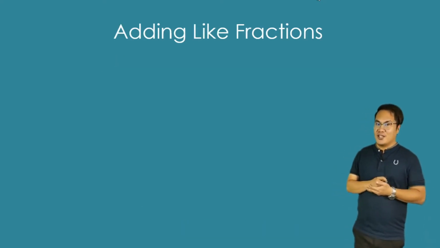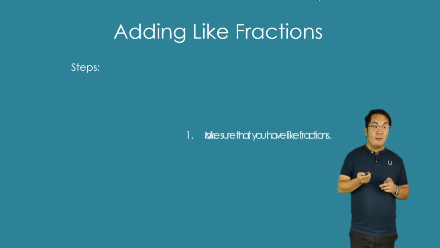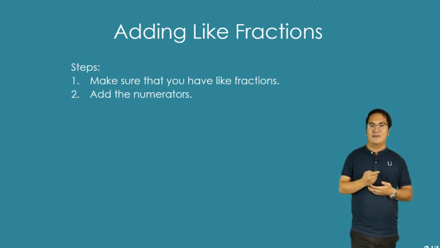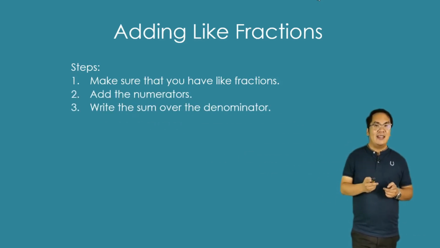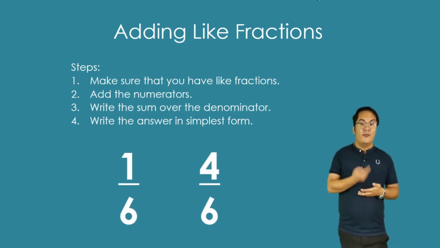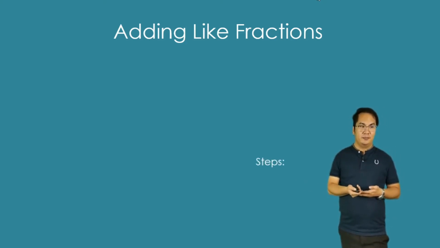Adding like fractions. These are the steps. Step 1. Make sure that you have like fractions. Second, add the numerators. Third, write the sum over the denominator. Fourth, write the answer in the simplest form.